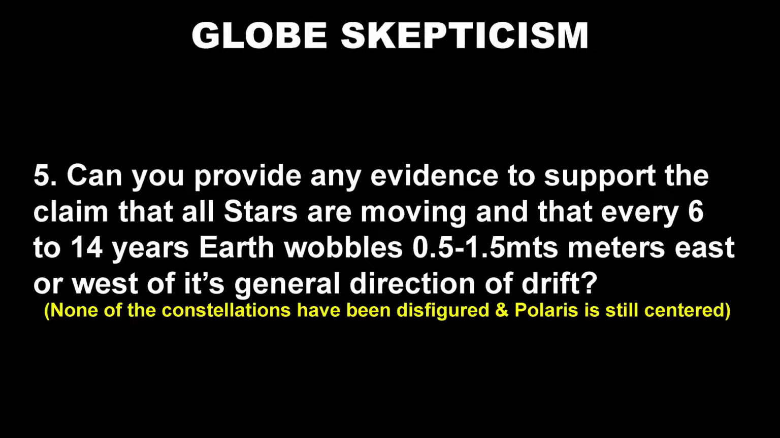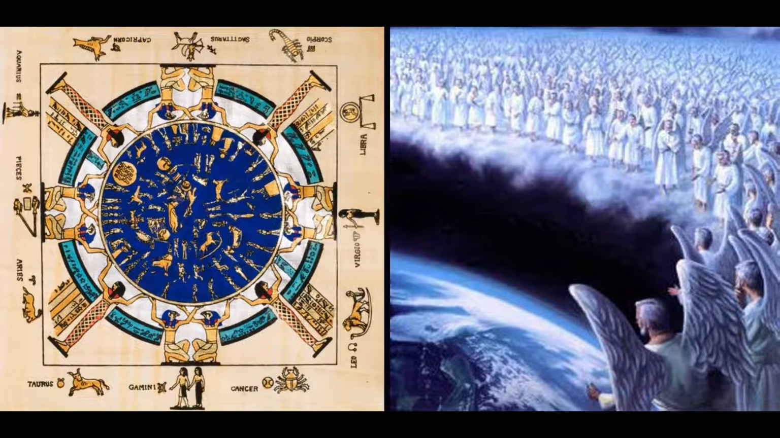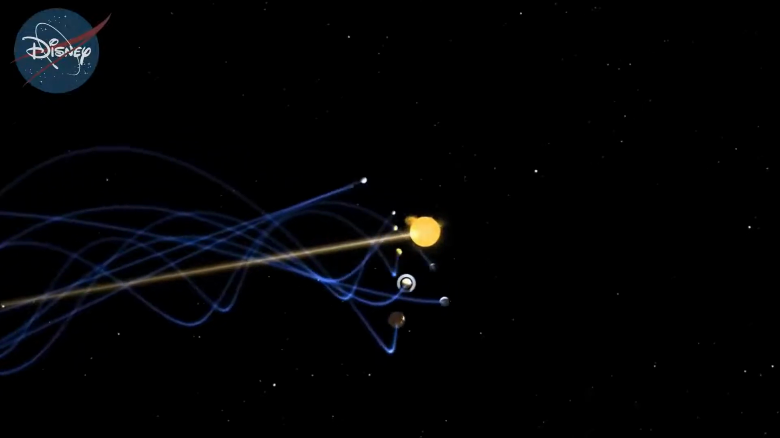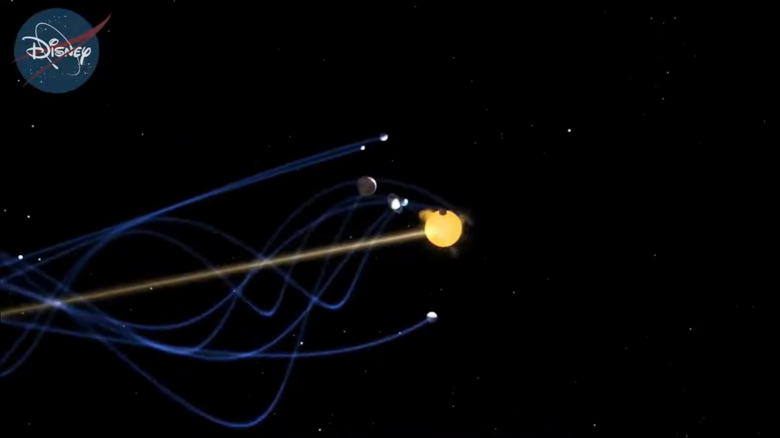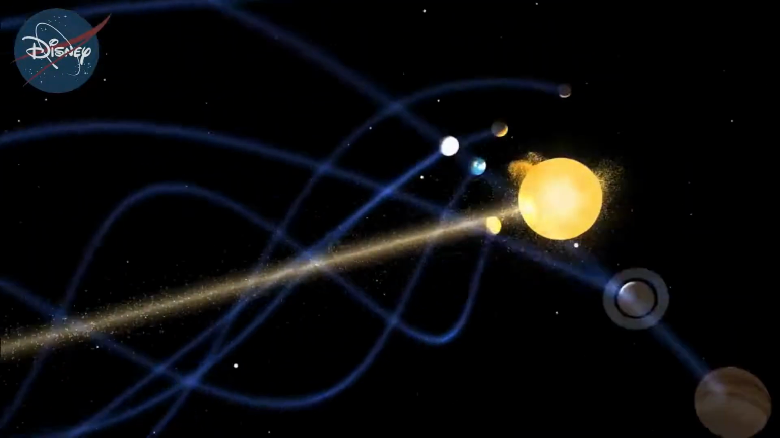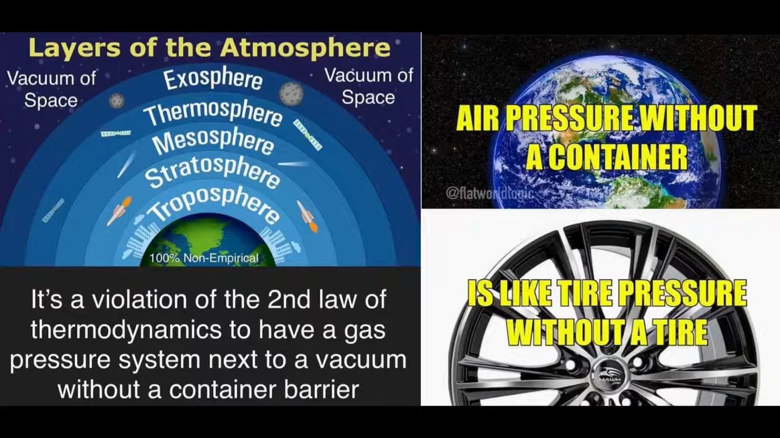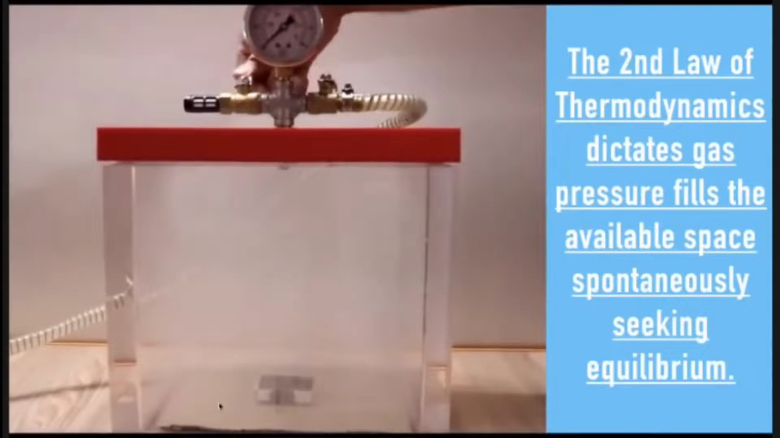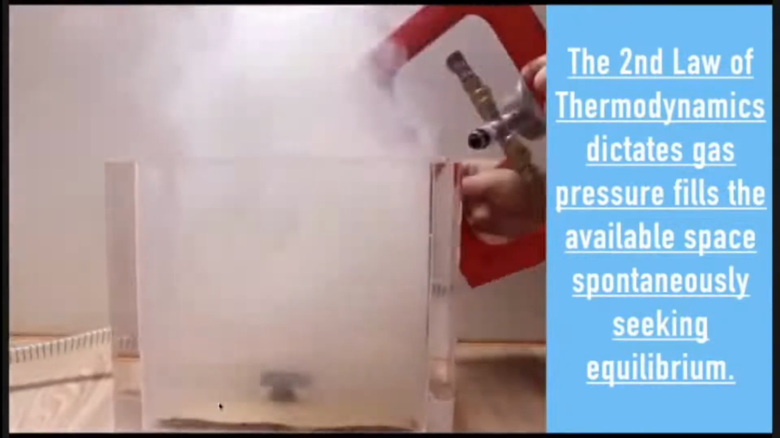And number 5, can you provide any evidence to support the claim that all the stars are moving and that every 6 to 14 years the Earth wobble causes the axis to be from 0.5 meter to 1.5 meters east or west? Because we've got artifacts from the Egyptians, like I say, all around the world showing the zodiac hasn't changed. None of the constellations have suffered any disfigurement. So it doesn't really make any sense that all the stars are supposed to be moving, yet everything still seems to be in the same place as it was carved in stone thousands of years ago. Plus, we're supposed to admit that gas needs pressure.